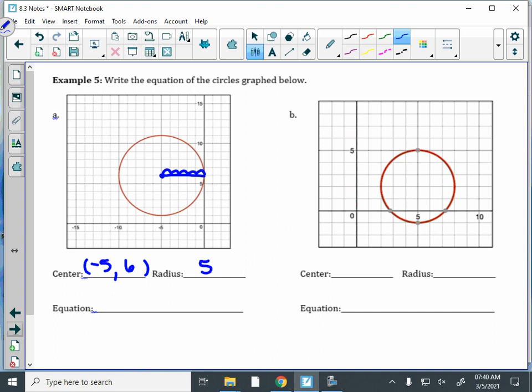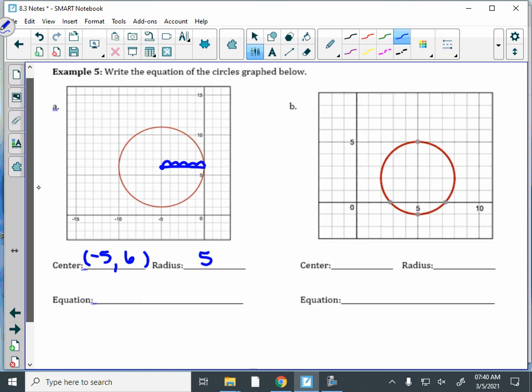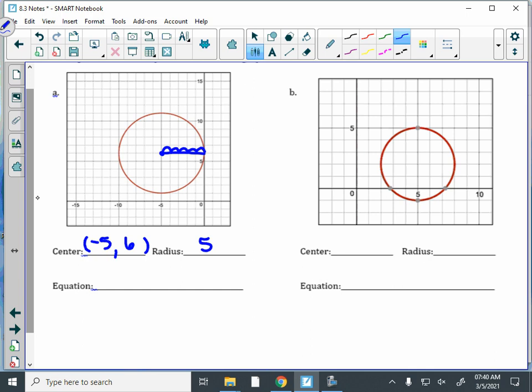Now we know the center, now we know the radius, we can write our equation. Again, it's parenthesis x. My x value is -5, but change the sign. Plus parenthesis y. My y value is +6, but change the sign. And what do we have to do with 5 to get our radius? Square it. And 5 squared is 25. And there we go. There's our equation.